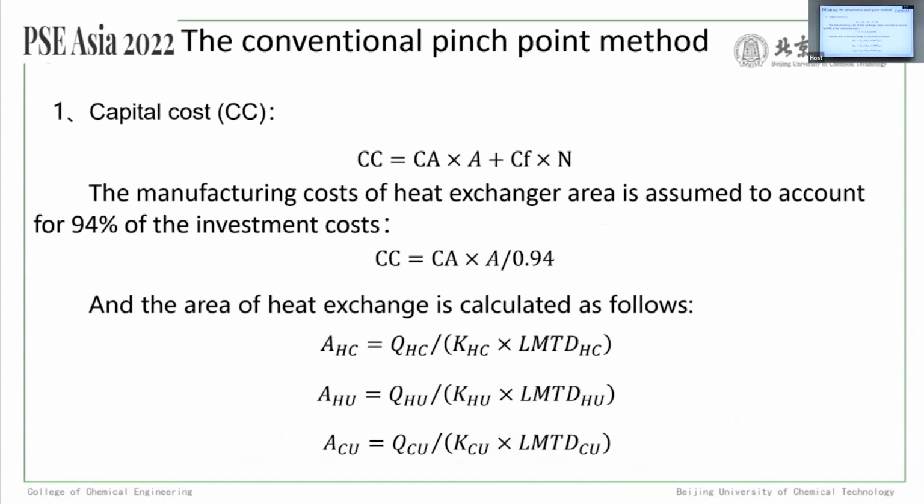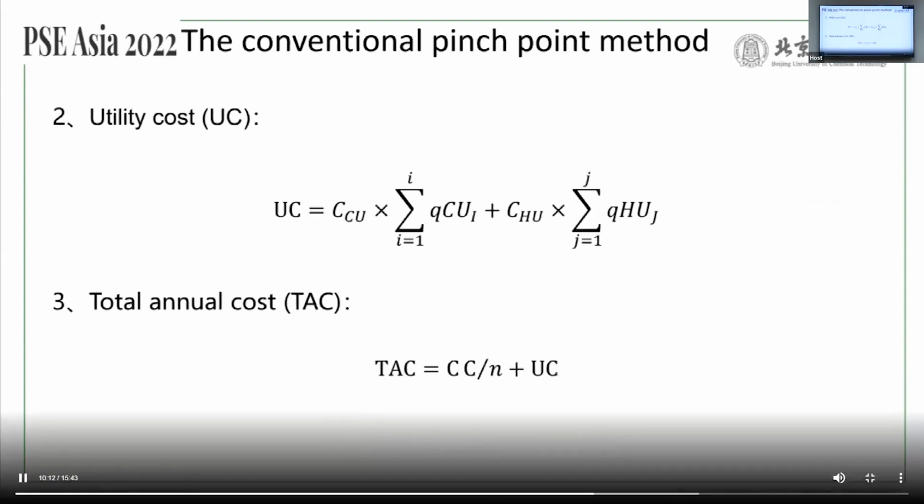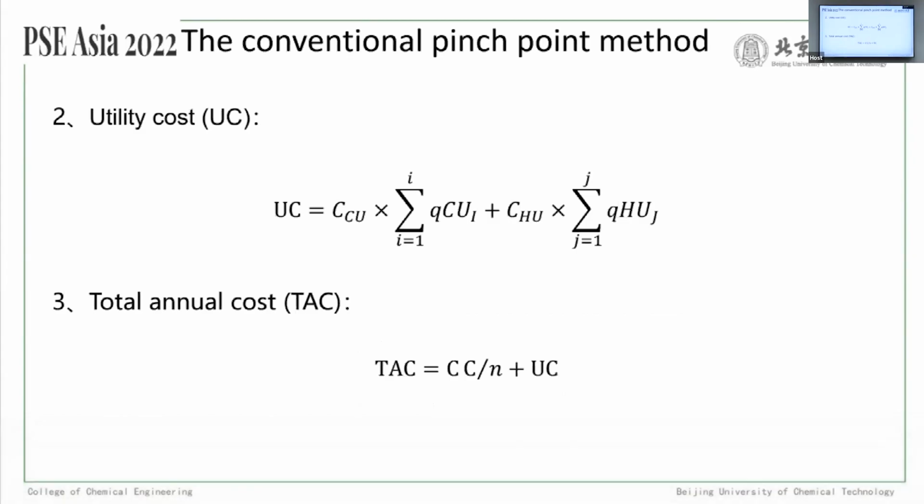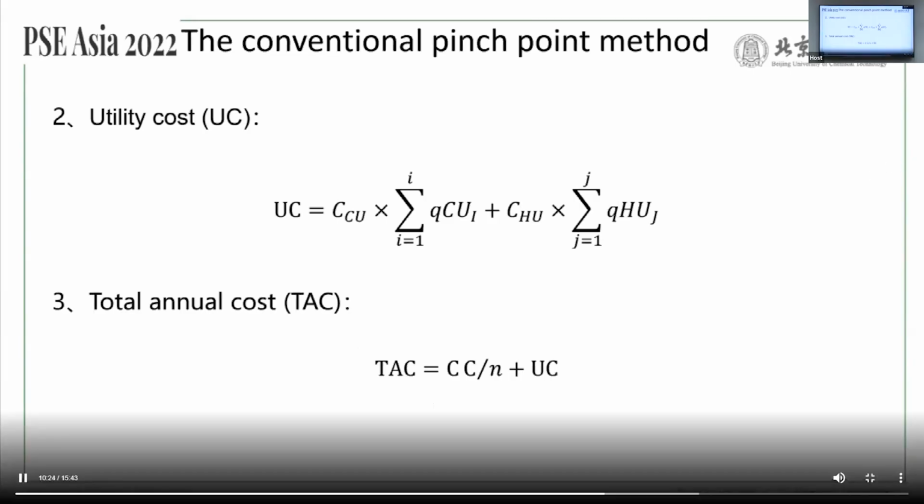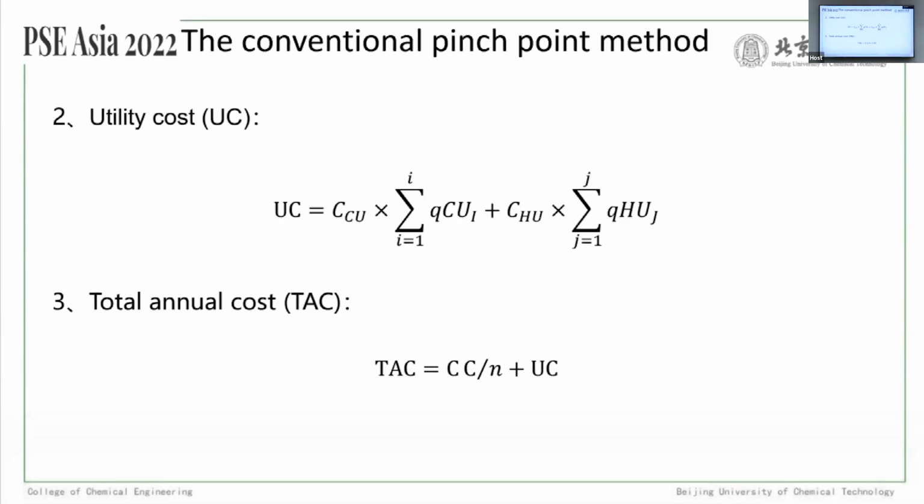The optimal suitable minimum approach temperature of the heat exchange network is obtained by the evaluation based on total cost. First, the capital cost of the heat exchange network, including the manufacturing expenses of the heat exchanger area and the fixed charge of a heat exchanger. In this paper, the manufacturing cost of heat exchanger area is assumed to account for 94% of the investment costs, and the area of a heat exchanger is calculated as follows. Second, the objective function of utility cost, including consumption costs of hot utility and cold utility. So the total annual cost generally consists of two parts, investment cost and utility cost.